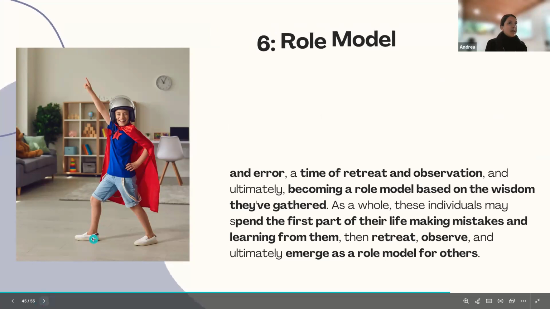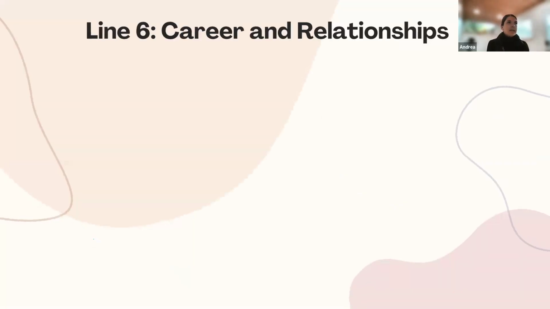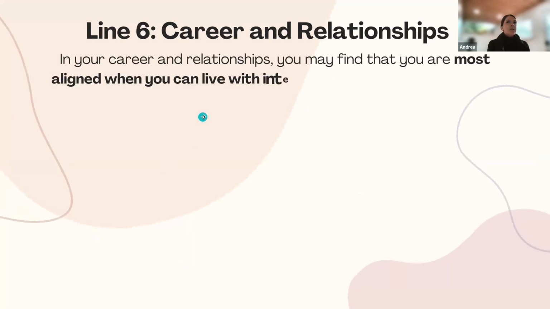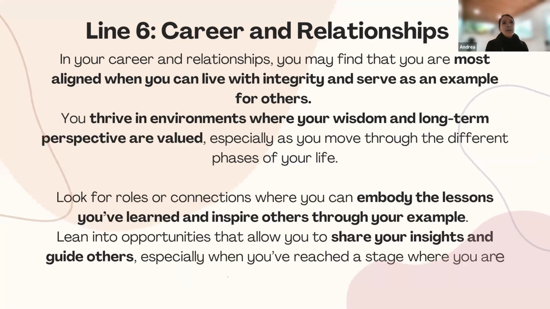So for career and relationships, it's suggested that people with line 6 find environments and situations that are aligned with them so that they can live in integrity and serve as an example for others. They thrive in environments where wisdom and long-term perspective are valued. And it's important for them to look for roles or connections where they can embody the lessons they've learned and inspire others through their wisdom.